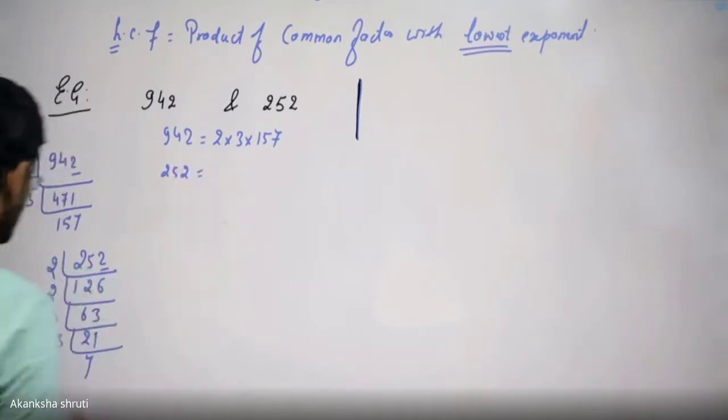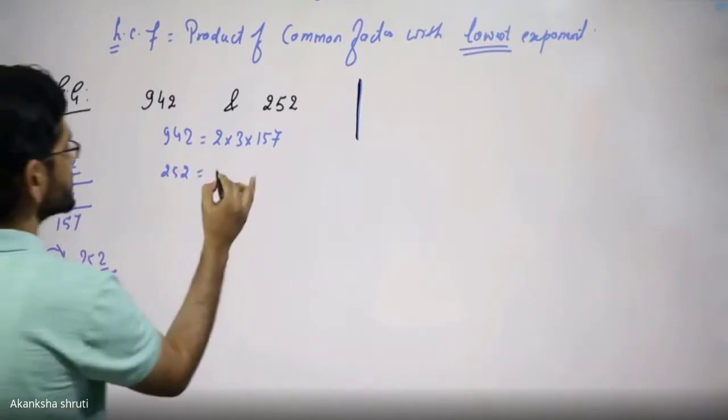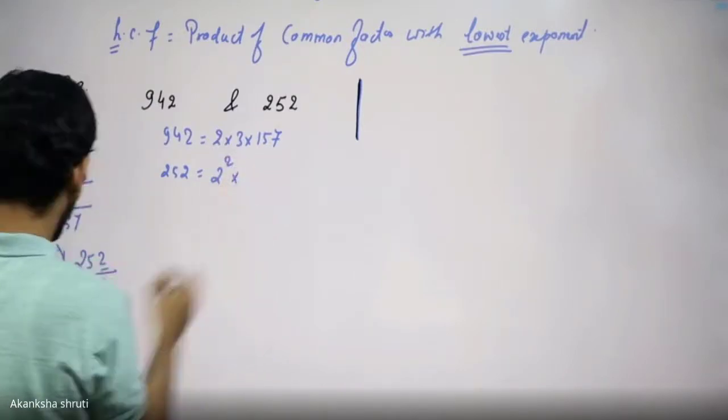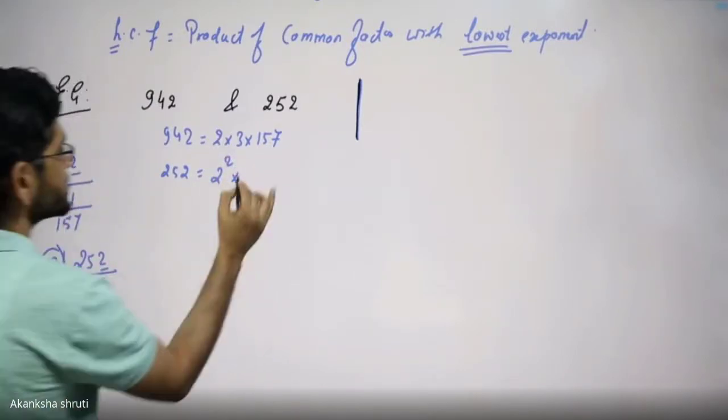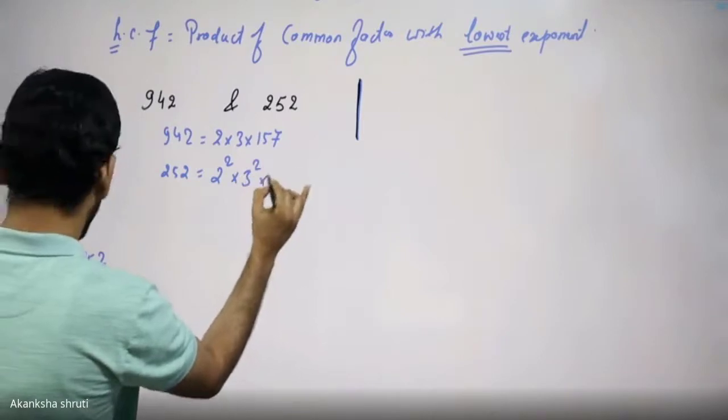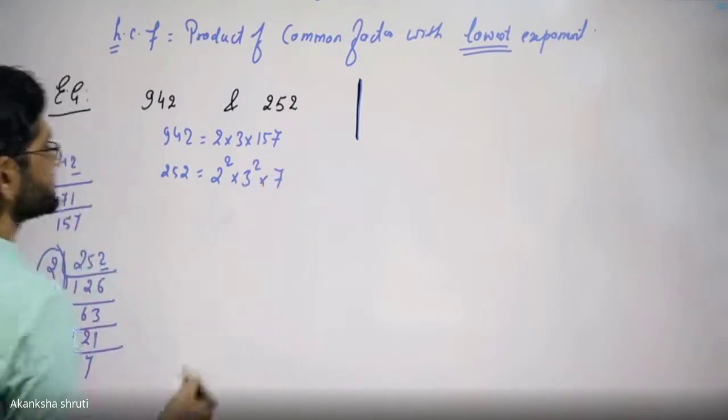Here 2 is repeated 2 times, so 2 square, into 3 is also repeated 2 times, 3 square, into another one is 7.